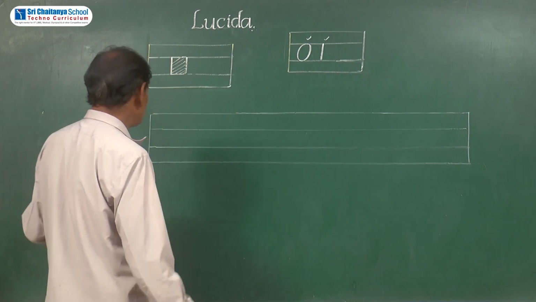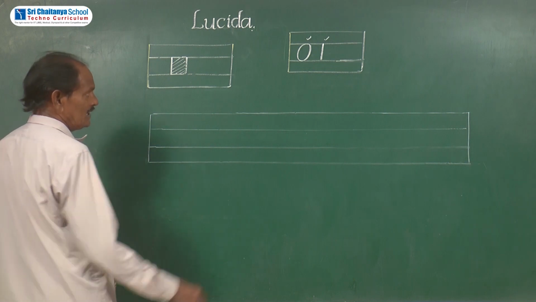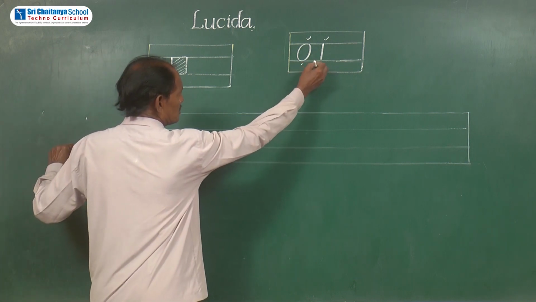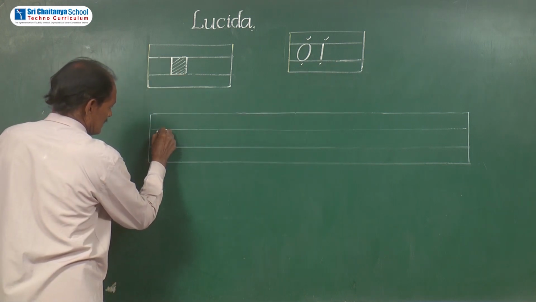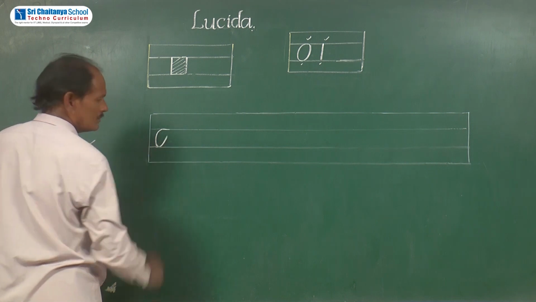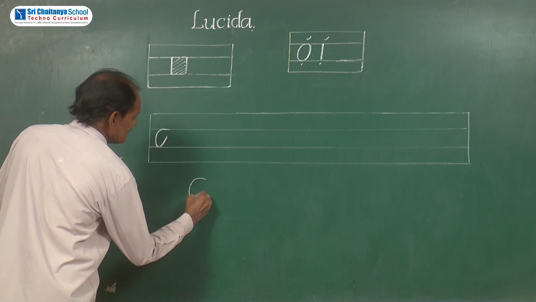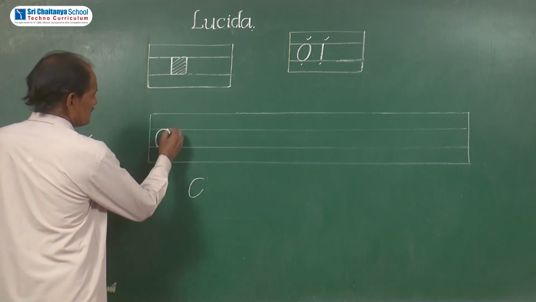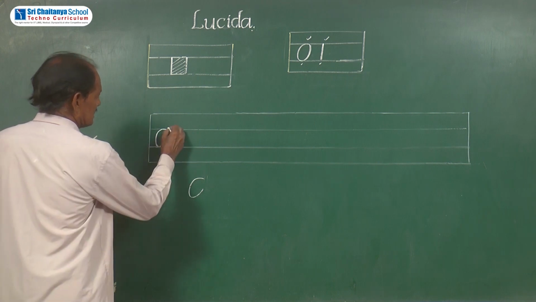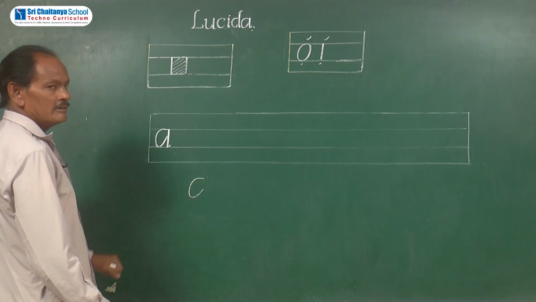Just observe me. The first middle zone letter is A. A is written with the help of the vowel shape and the middle zone stroke like this. This is the vowel shape, and don't write the vowel shape in full. We should not write like this. Up to here we have to stop, and these 2 edges are joined with the middle zone stroke. A.